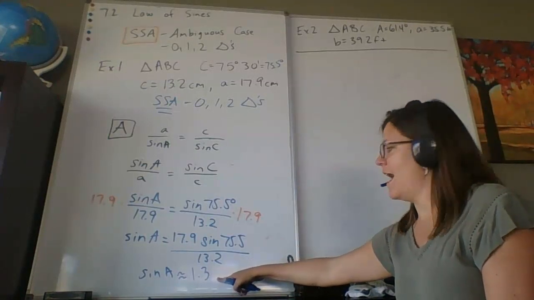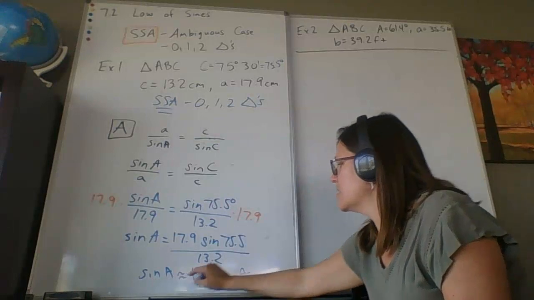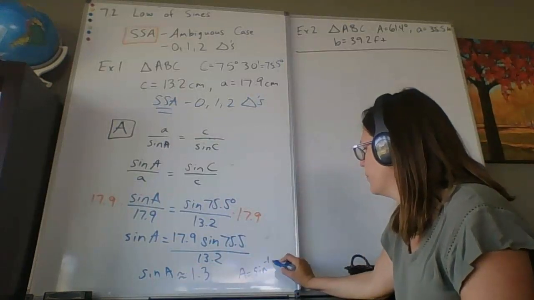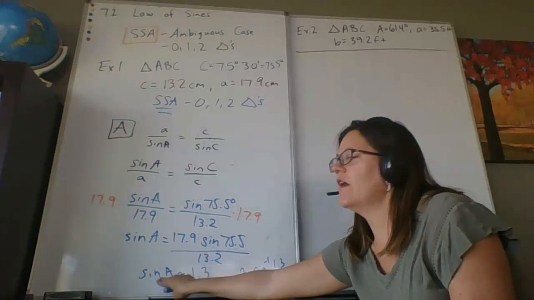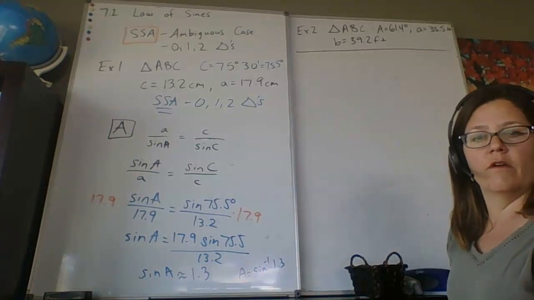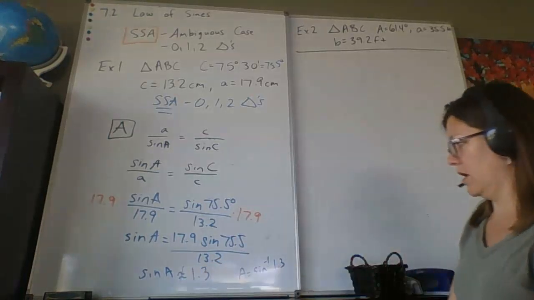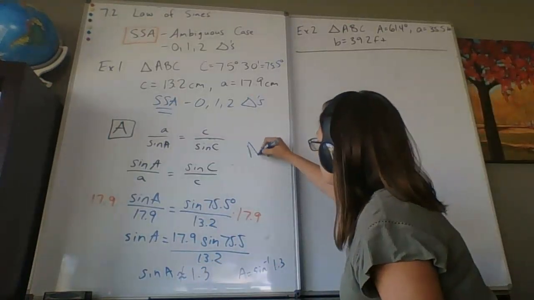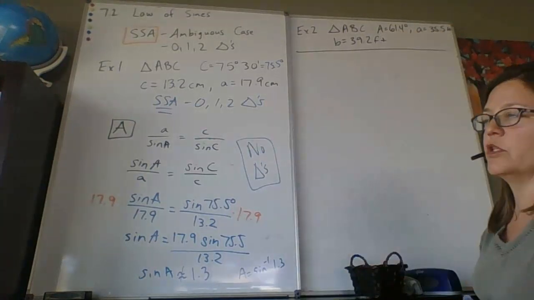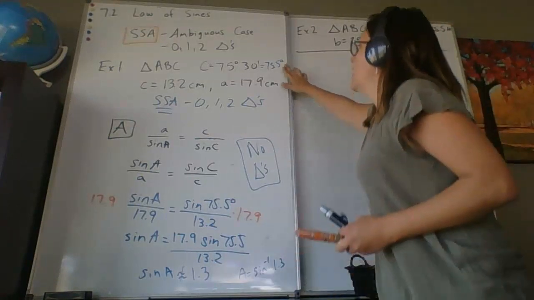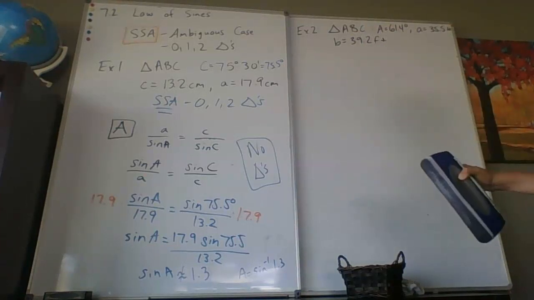You should see some red flags, but just in case, if you kept going to find A, we would do the inverse sine of 1.3. And we will get a domain error, and that's because the sine values must be between -1 and 1. So therefore, when we get sine of A equals approximately 1.3, that is not possible. So therefore, there are no triangles with the given information. That is impossible. You cannot make a triangle with this given information. So the answer to example 1 is no triangles exist with these conditions.